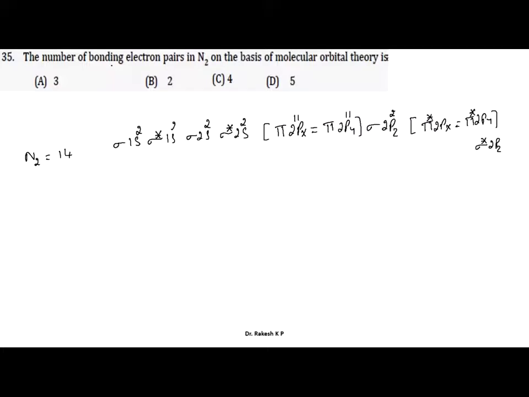What you have to identify is the number of bonding electron pairs. This is bonding, this is also bonding, this is also bonding. But what about this one? This is anti-bonding, this is also anti-bonding. So the rest will be anti-bonding.